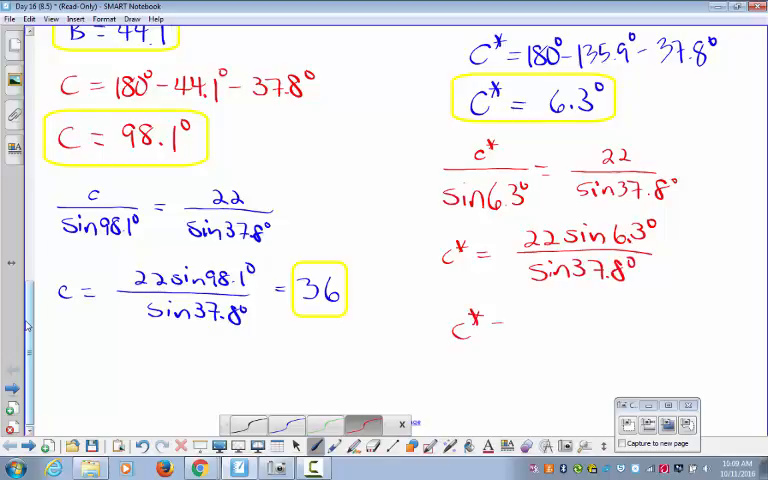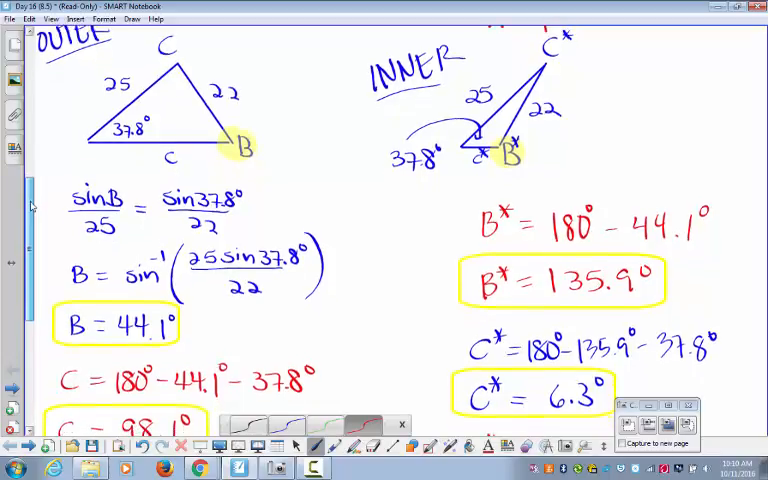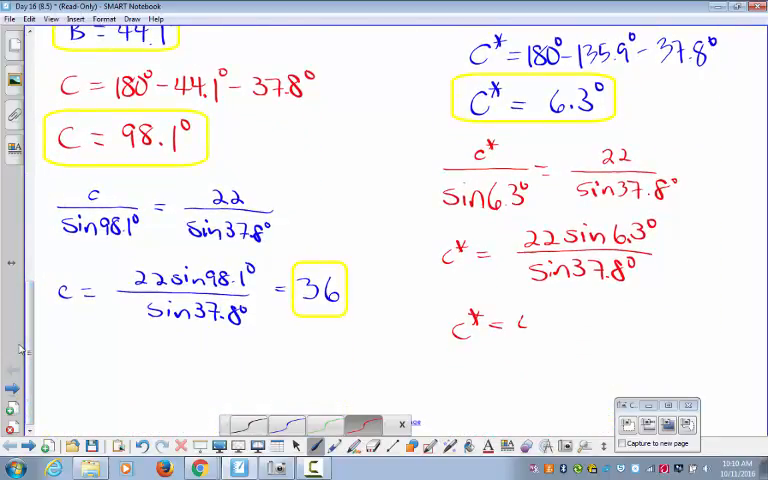And when we type that into our calculator, we get 35.534. It's supposed to be 4. Did you get 4? Okay, 4. That makes more sense.